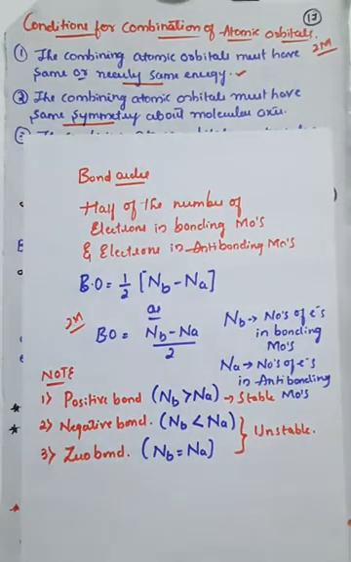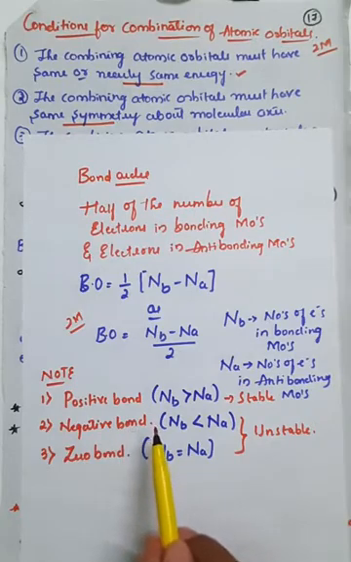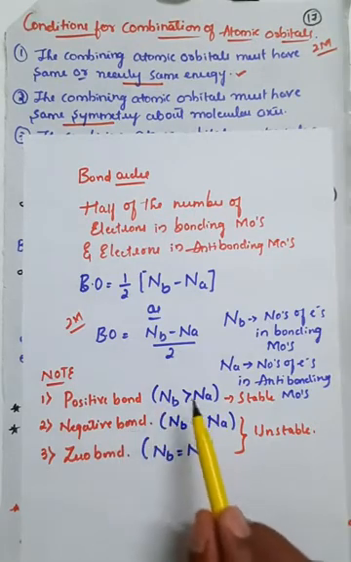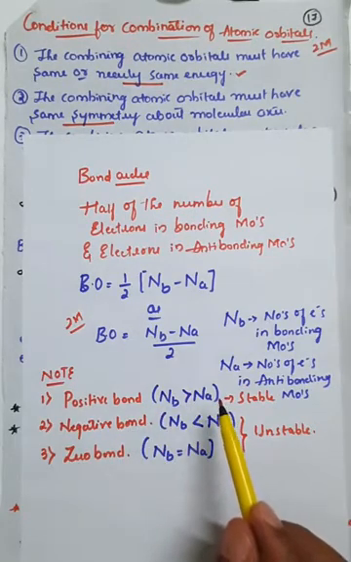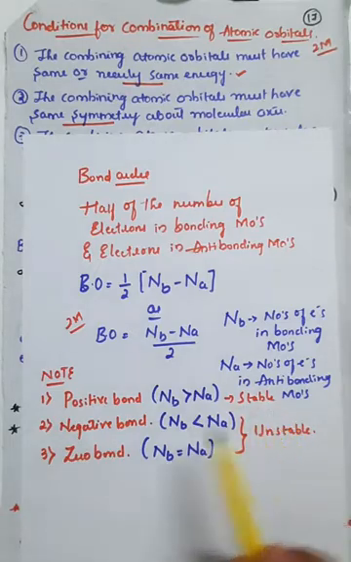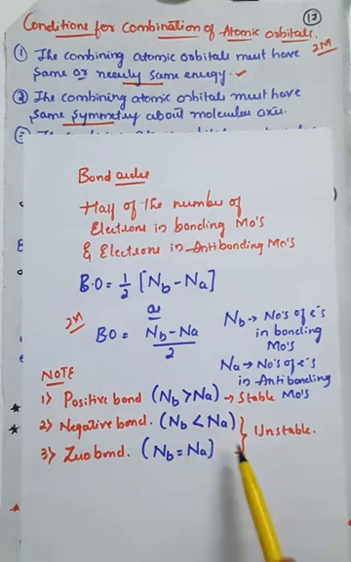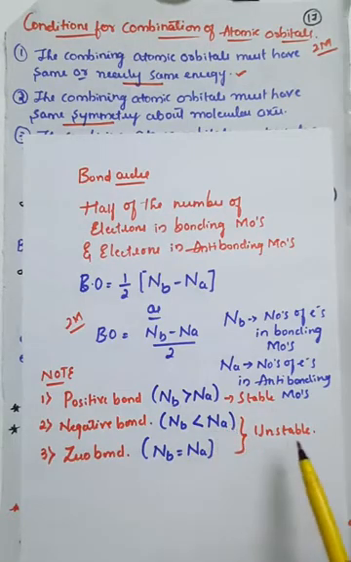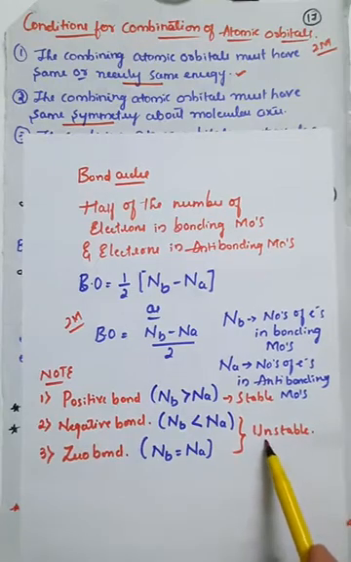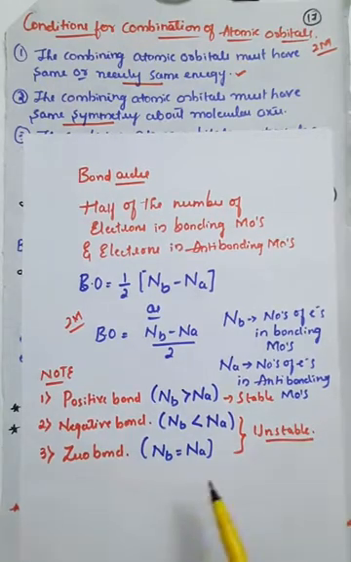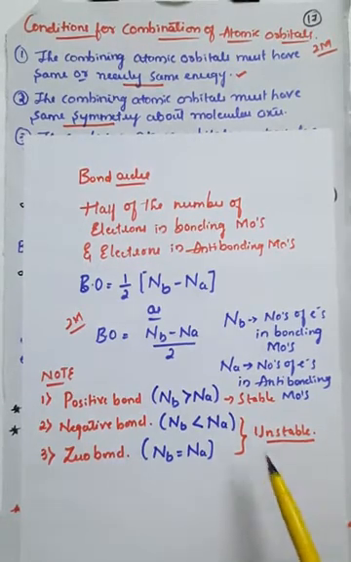This is very important, right? Whenever it is having the positive bond, the condition is number of electrons in bonding are greater than number of electrons in anti-bonding, then the molecule will be stable. But whenever it is having the negative bond, number of electrons in bonding are less than number of electrons in anti-bonding, a reverse condition, then the molecule is unstable. Similarly, in zero bond, the number of electrons in bonding are exactly equal to number of electrons in anti-bonding, then also the molecule will be stable.